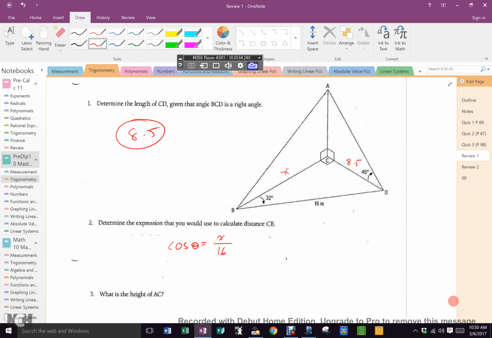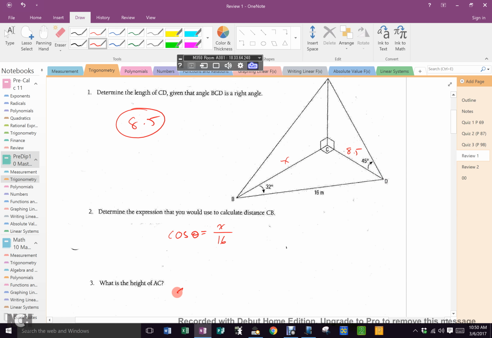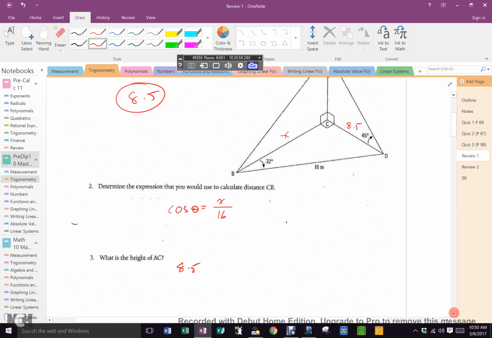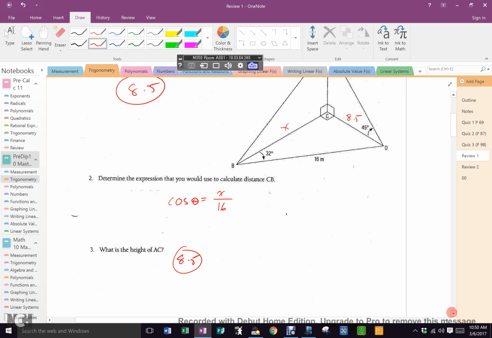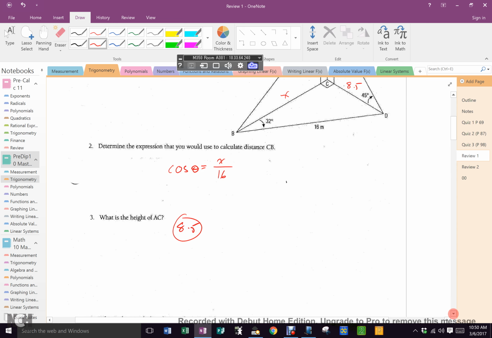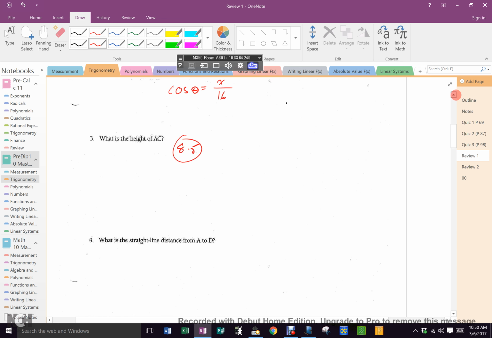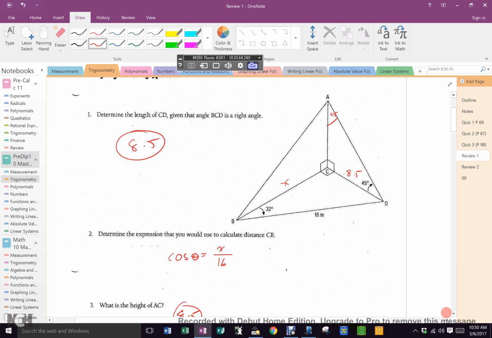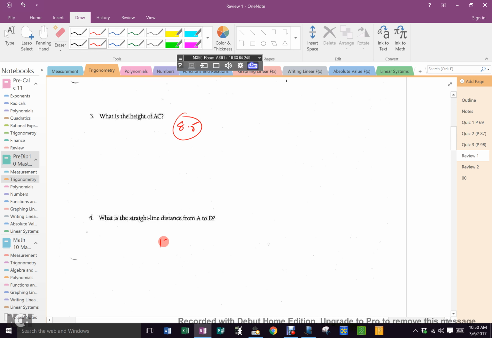What is the height of AC? 8.5. Right? Because it has to be, because this has to be 45. They're the same sides. If you don't have what I have, ask. Otherwise, you're just marking. And straight line distance from A to D, 12-ish, right? Because it's the square root of 8.5 squared plus 8.5 squared.